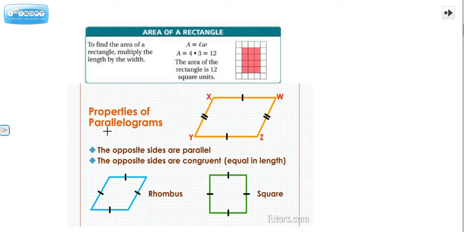Now before we begin we have to make sure we can identify a parallelogram. How do you know you're looking at one? The following has to be true. The opposite sides have to be parallel. So for example, this line right here is parallel to that line, this line is parallel to that line, and the opposite sides have to be congruent. So this line is equal to this line is equal to this line. Now that would also be true for rhombuses, which are just special parallelograms where all the sides are the same length, and it would also be true for squares.